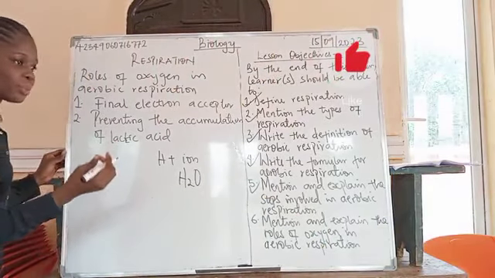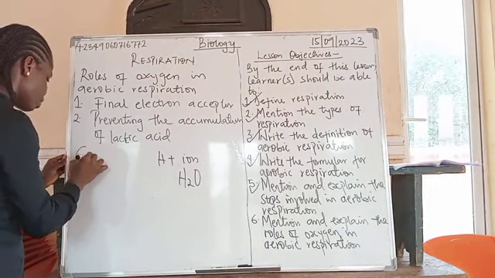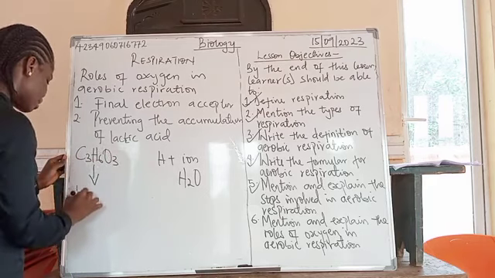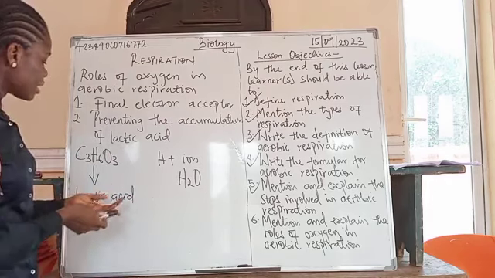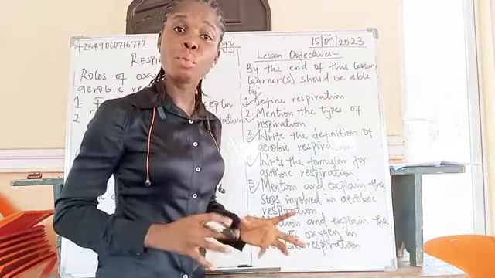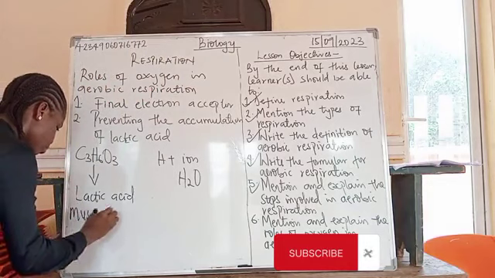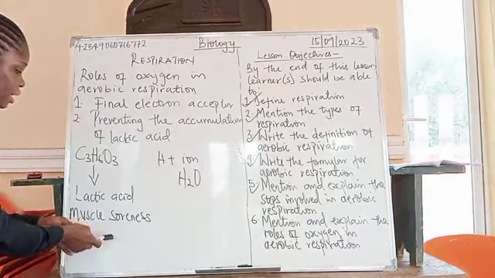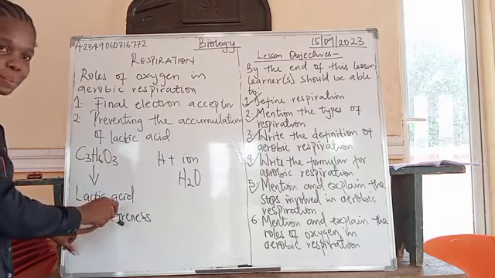So when glucose is partially broken down, one of the products we have is lactic acid, which is 3 molecules of carbon, 6 molecules of hydrogen, 3 molecules of oxygen. That is for lactic acid. And once lactic acid is formed and accumulated in the muscle, it leads to what we call muscle soreness. In other words, muscle soreness is as a result of the accumulation of lactic acid in the muscle.